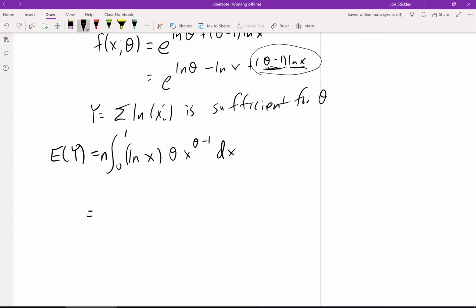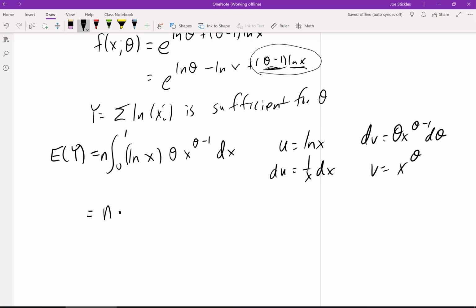I have to do a little bit of integration by parts. My u is natural log of x and du is 1 over x. My dv would be theta x to the theta minus 1, and my v would be x to the theta. So we would have x to the theta log x evaluated from 0 to 1, and then minus the integral from 0 to 1 of x to the theta minus 1 dx.